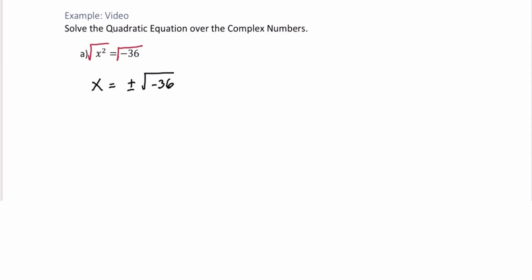Now we can simplify the square root of negative 36. We can think of that as the square root of 36 times the square root of negative 1. And then we get plus or minus, the square root of 36 is 6, and the square root of negative 1 is i.